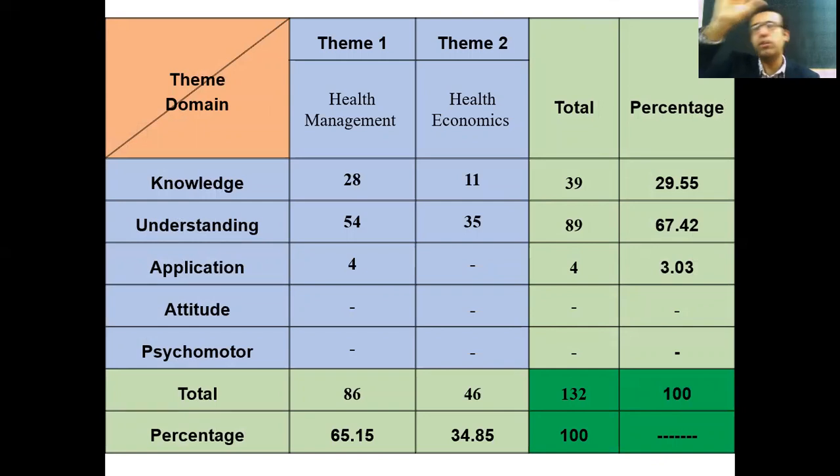After editing questions for the activities successively, you should make at the end a collective table. For example, theme 1 and theme 2. For theme 1, for example, you need 28 questions. And in theme 2, you need, for example, 11 questions, total 39, and percentage 29.5.